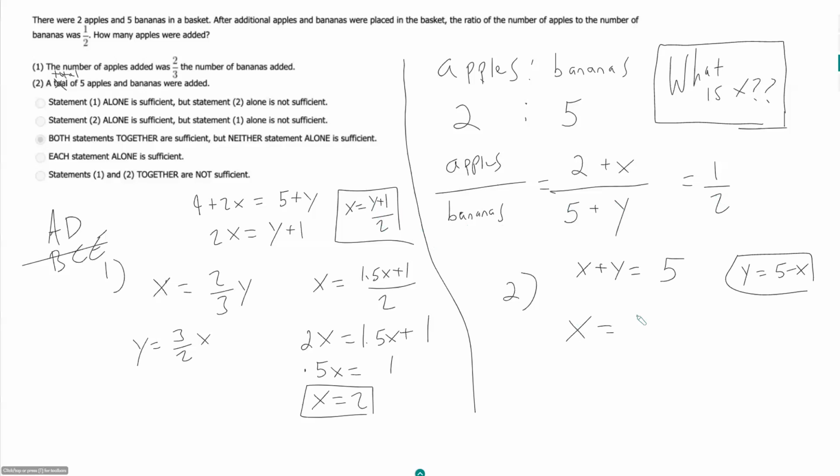x is equal to (5 minus x plus 1) over 2. And then I get 2x is equal to 5 minus x plus 1. Or add x to each side. 3x is equal to 6. x is equal to 2. And so in this case, the answer is D.